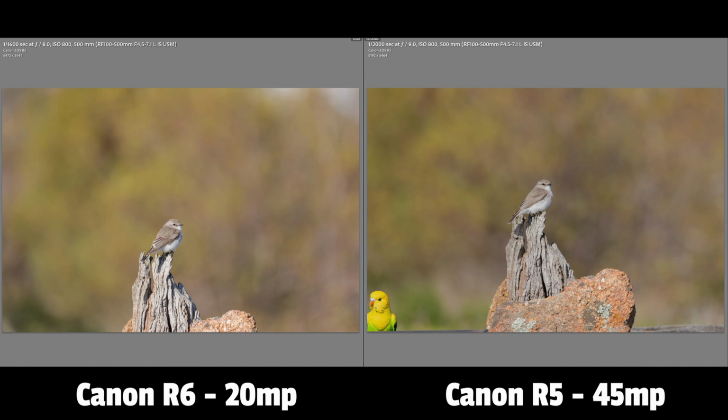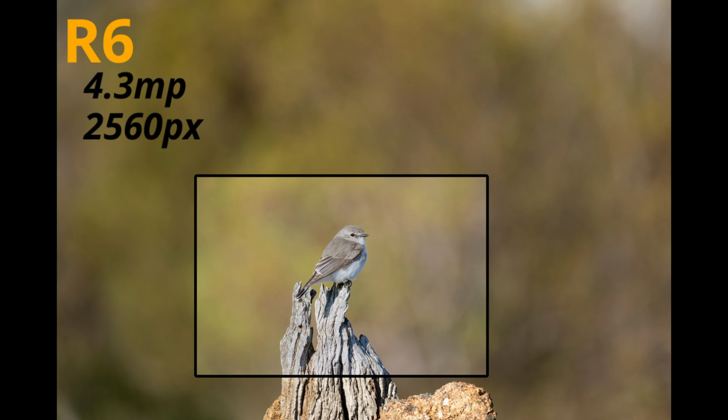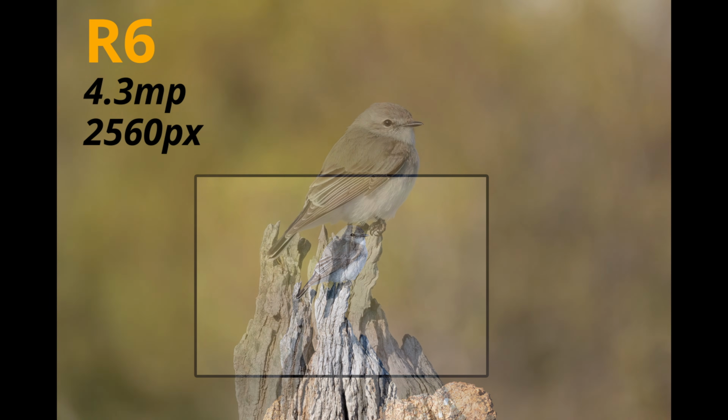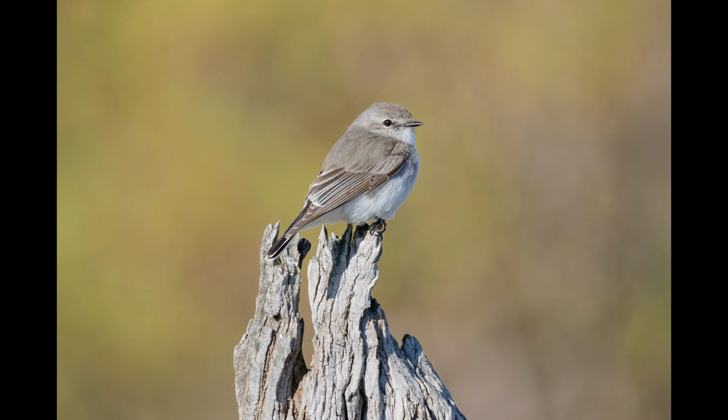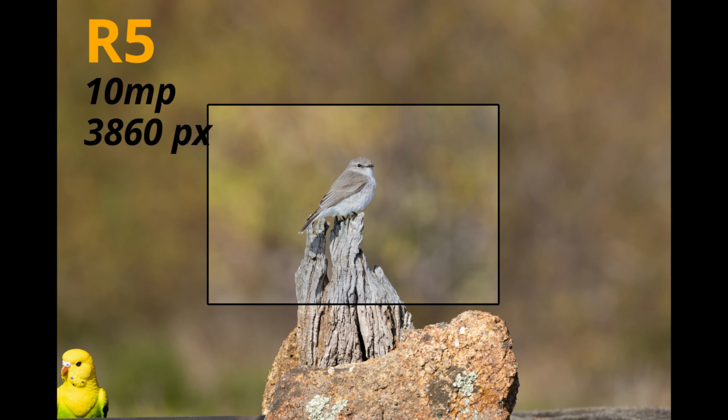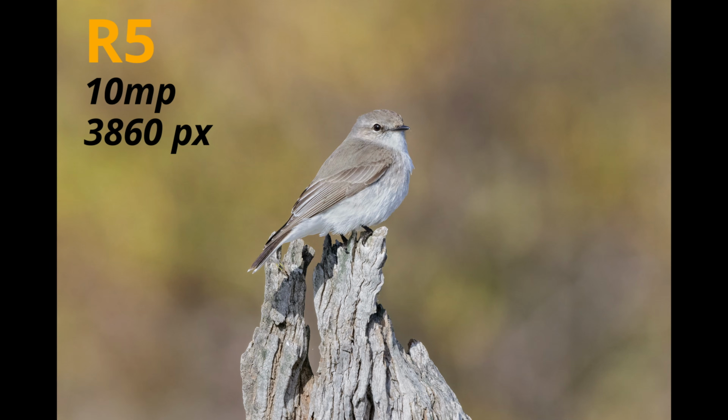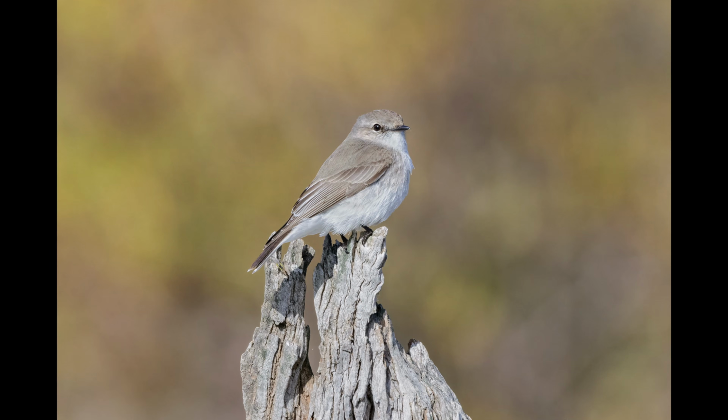It basically comes down to how much you crop and what you intend to do with that image. That's really important. Let's take a look at this example. Both shots taken at 500mm, one on the R5, one on the R6. If I crop both images to a composition that I like, we can see that the R6 image is now around 2560 pixels wide, or 4.3 megapixels. The R5, on the other hand, gives us about a 10 megapixel image, which is around 3860 pixels wide. So it's obviously a bigger image.